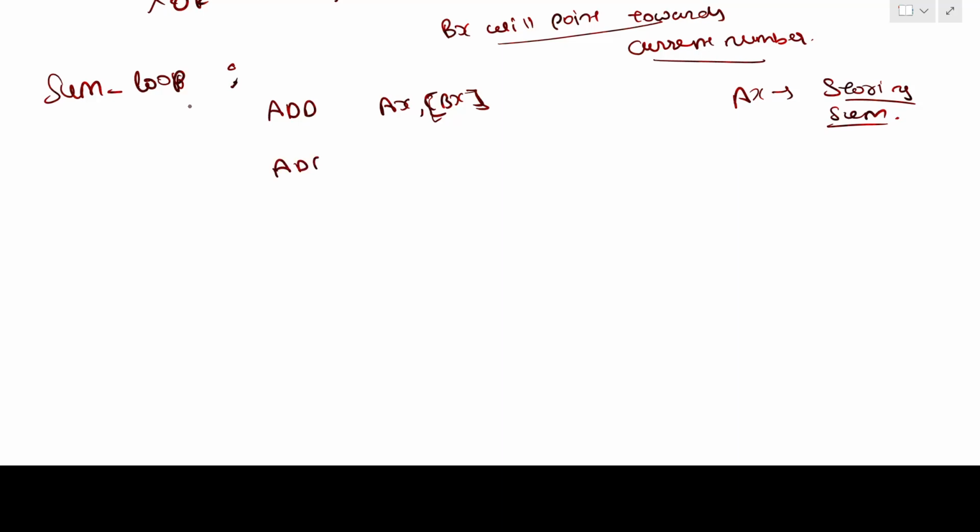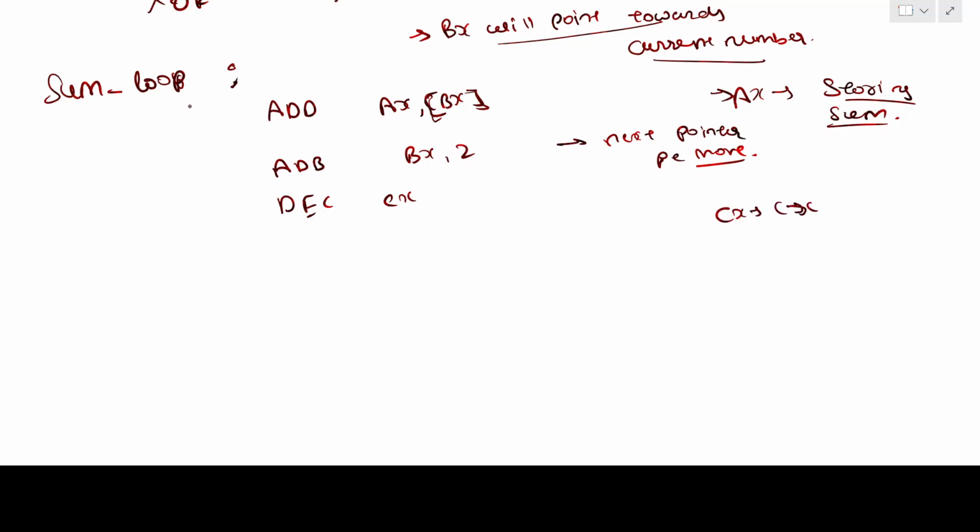Then we will add bx, 2: move bx to point to the next number. Then dec cx, that is, decrement the loop counter value. So now we have defined three registers: ax, bx and cx. cx is nothing but the loop counter that we have in cx.